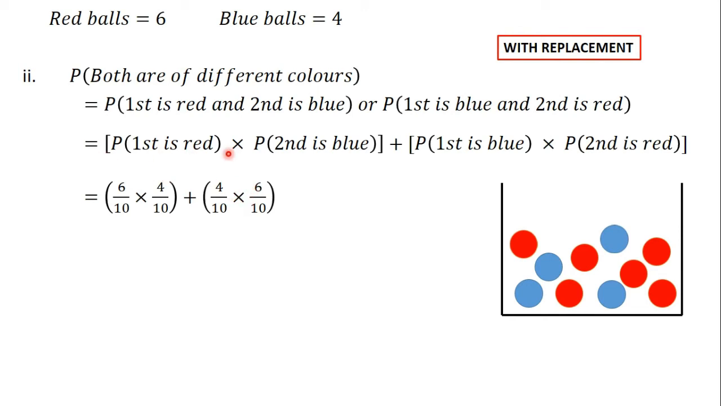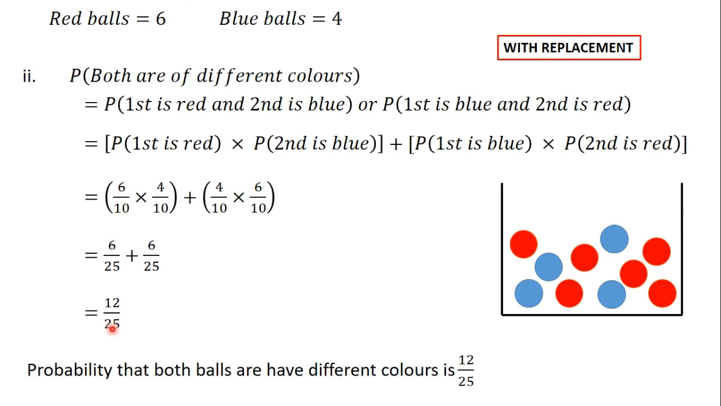So you see, we have considered the first case and we have also considered the second case. That means that probability that both balls are of different colors is going to be equal to 6 divided by 10 times 4 divided by 10 plus 4 divided by 10 times 6 divided by 10. And this is going to give us 6 divided by 25 plus 6 divided by 25, which will give us 12 divided by 25. So the probability that both balls have different colors is 12 divided by 25.